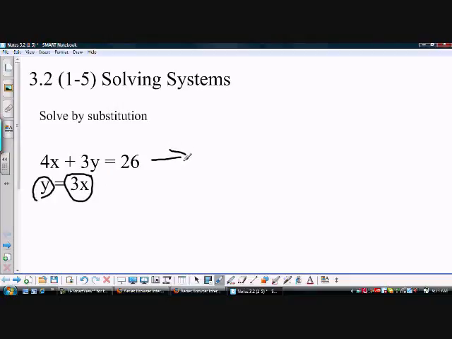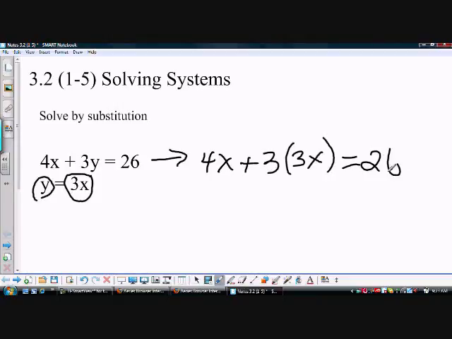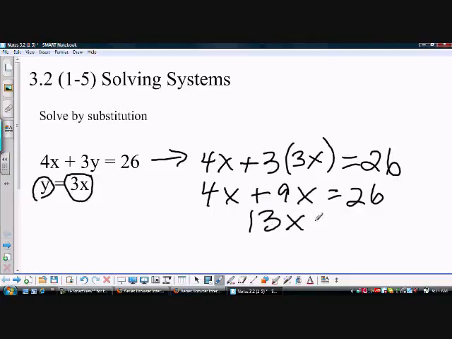So that first equation becomes 4x plus 3. I won't write y. I will write 3x equals 26. Okay, now I only have one variable in this equation to solve for, so now I can do it. So this is 4x plus 9x equals 26. 4x plus 9x is 13x equals 26. 26 divided by 13 is 2. X is 2.